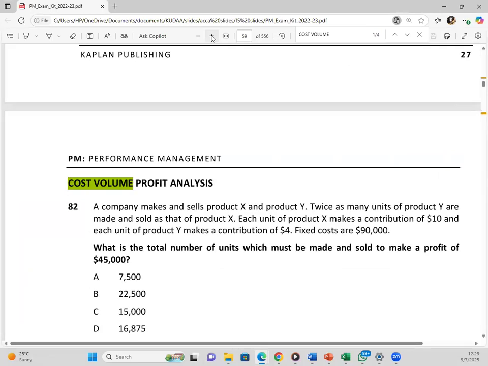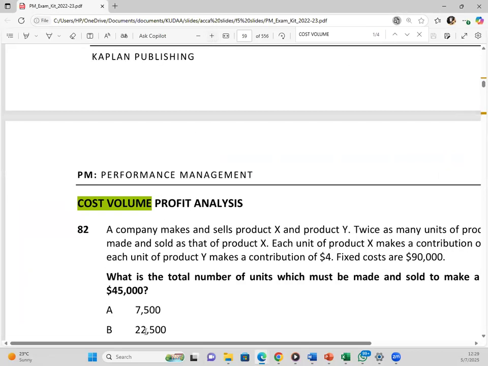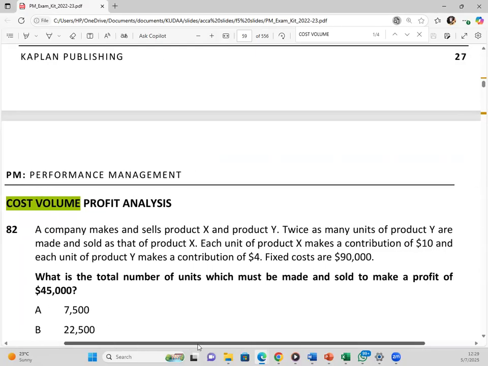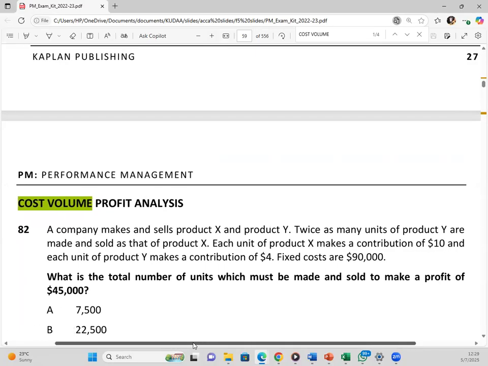Quickly, can you attempt this question on the screen? Just giving you a few minutes to do that. Number 82.